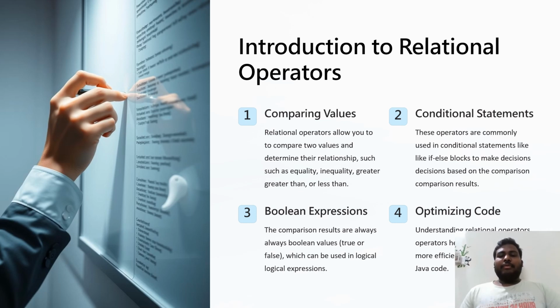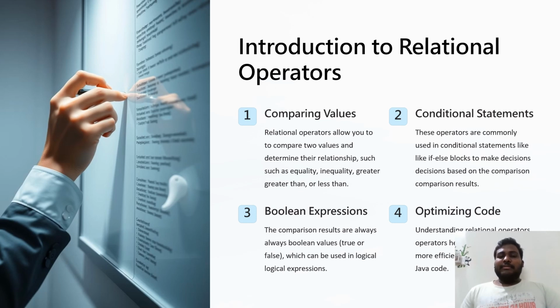Comparing values. Relational operators allow you to compare two values and determine their relationship, such as equality, inequality, greater than or less than. Conditional statements. These operators are commonly used in conditional statements like if-else blocks to make decisions based on the comparison results. Boolean expressions. Comparison results are always Boolean values, true or false, which can be used as a logical expression.